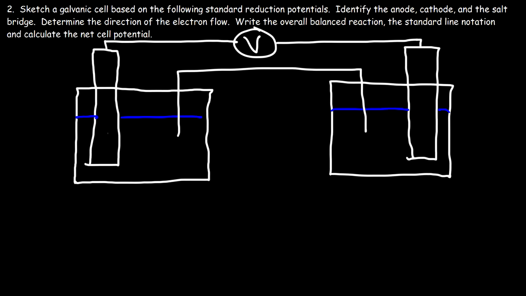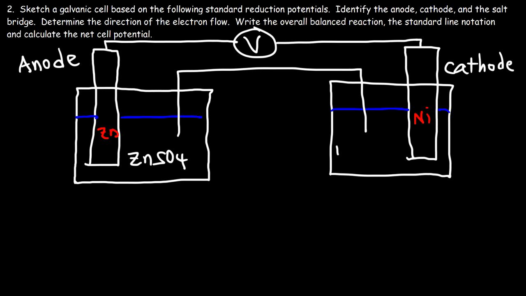So I'm going to use this as zinc metal, and this is going to be nickel metal. So therefore this, on the left side, represents the anode. And on the right side, this is the cathode. Now I'm going to use a solution of zinc sulfate. And on this side, I'm going to use nickel sulfate. Now I'm going to choose a standard concentration value, and that is a 1 molar solution.